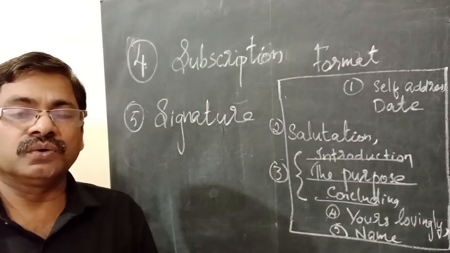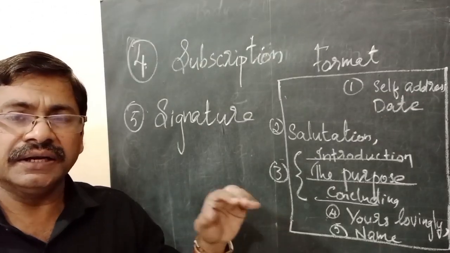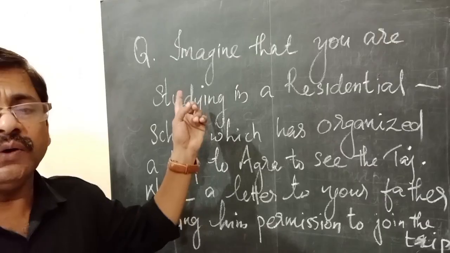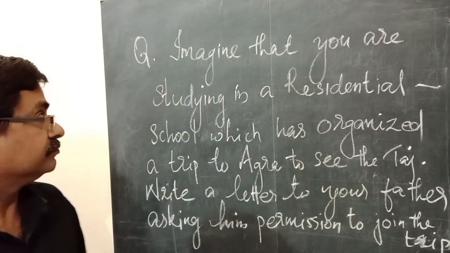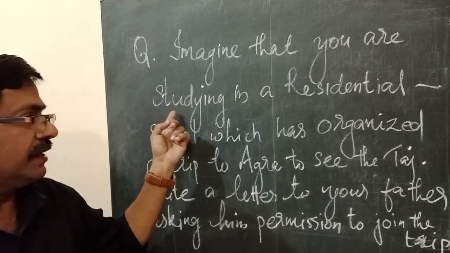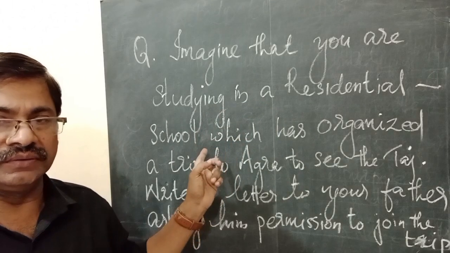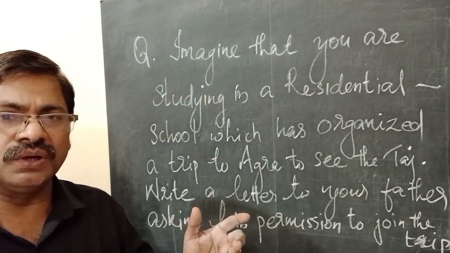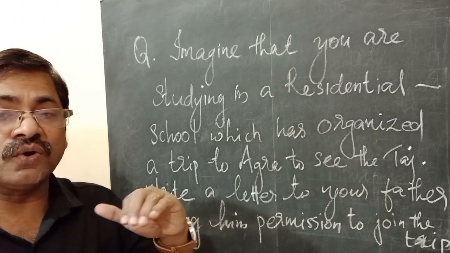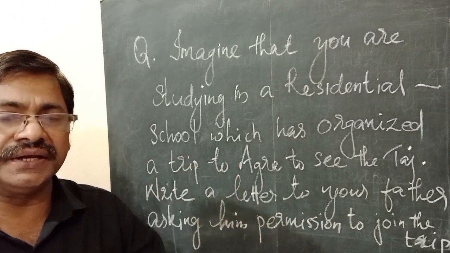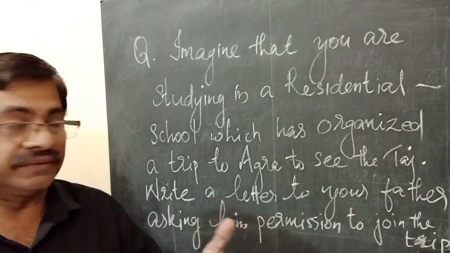Now we can go through one example. I will make an example of the informal letter. Now let us go through a question. Imagine that you are studying in a residential school. Residential school means a boarding school where hostel facilities are available. Children are staying there in the school itself and studying.